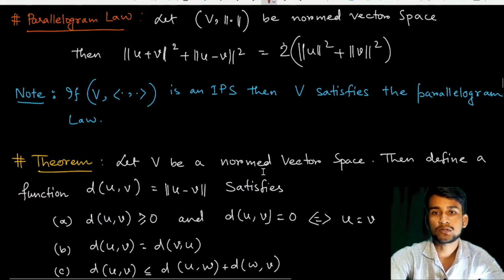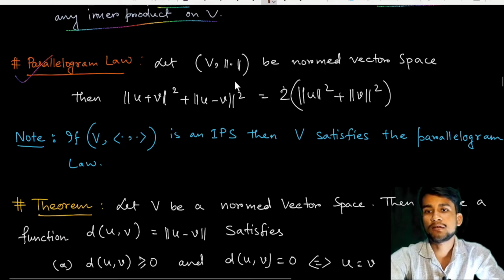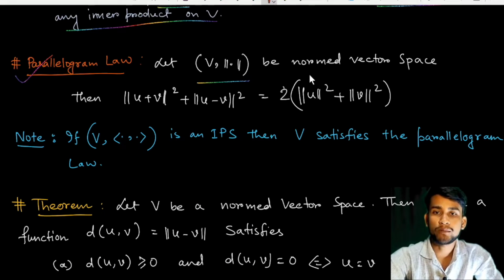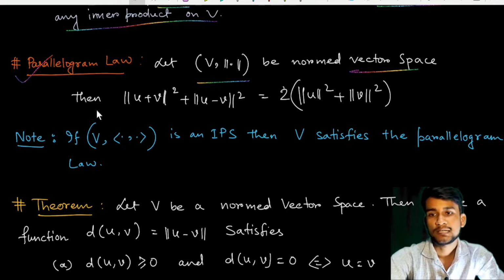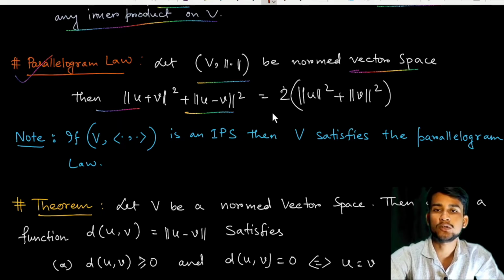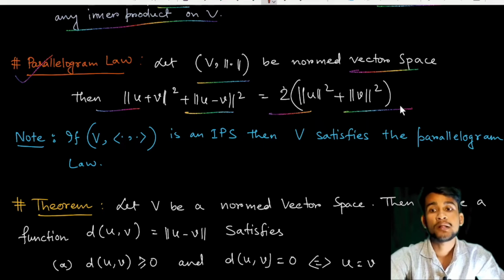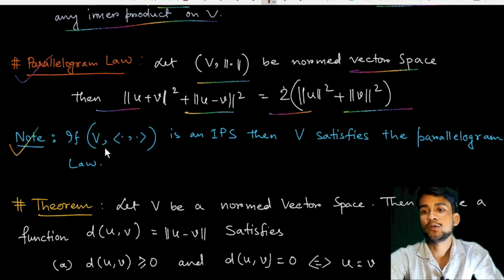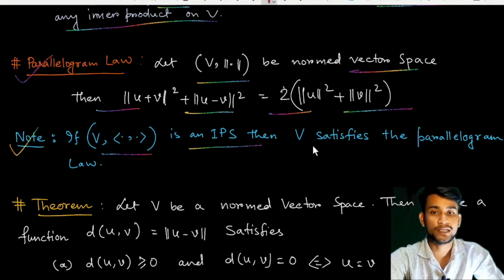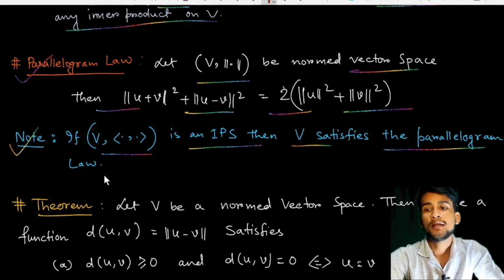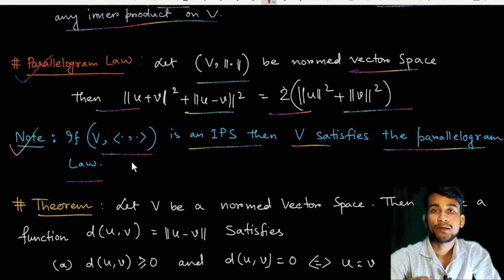Now it comes to the parallelogram law. What is the parallelogram law? Let V with a norm be a norm vector space, then norm of u plus v whole square plus norm of u minus v whole square is equal to 2 into norm of u square plus norm of v square. An important note is that if V with an inner product is an inner product space, then V satisfies the parallelogram law.